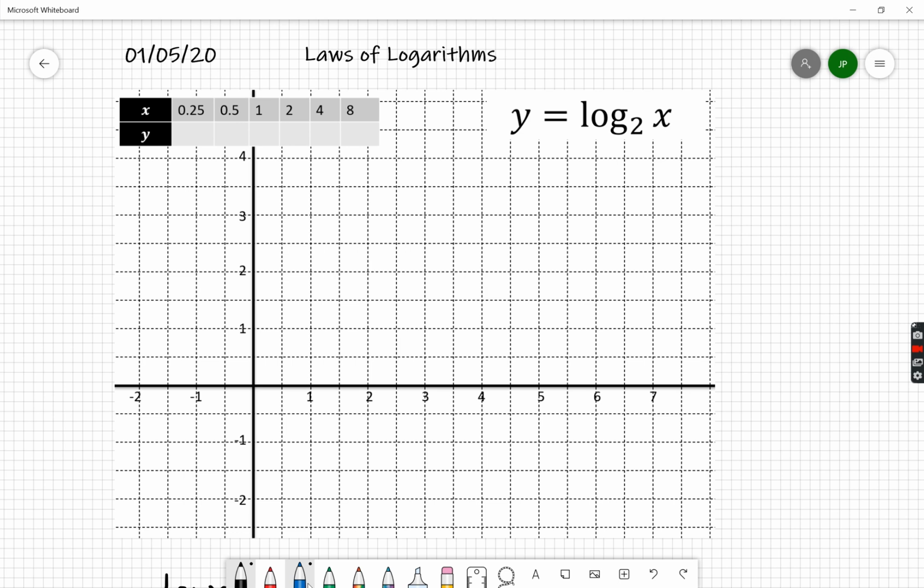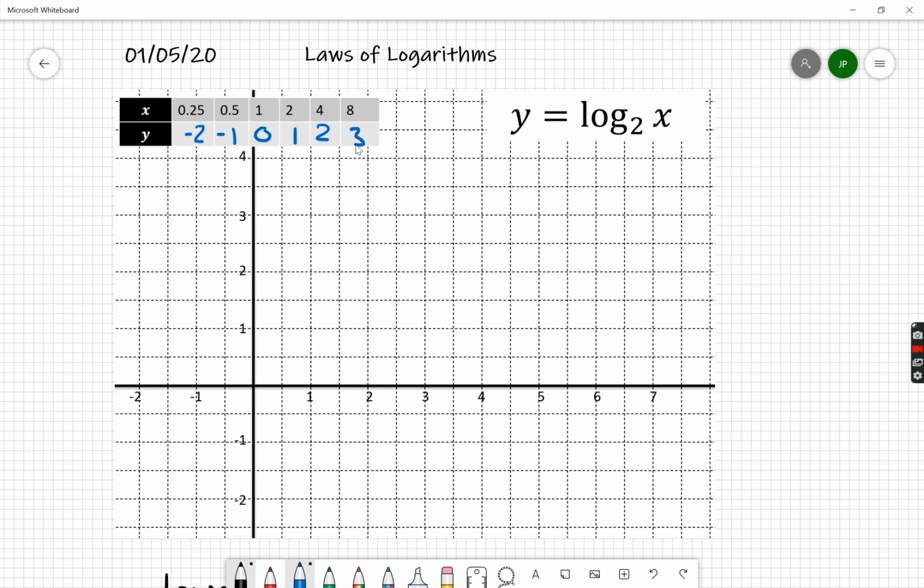So we're doing log base 2, so 0.25 we should come out at -2. 0.5 we should come out at -1. 1, we should come out at 0. 2 gives us 1. 4 gives us 2. And 8 will give us 3. Now, we'll spend a bit of time looking at logs and you'll see why these come out as they do later on.